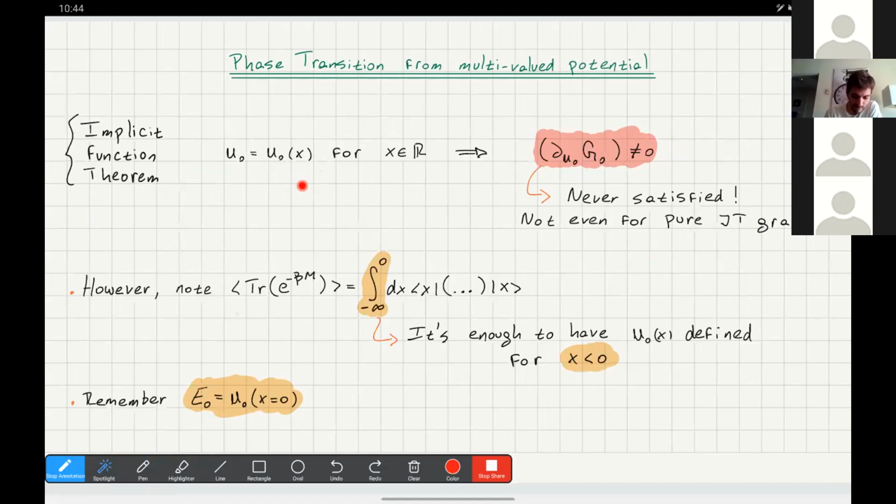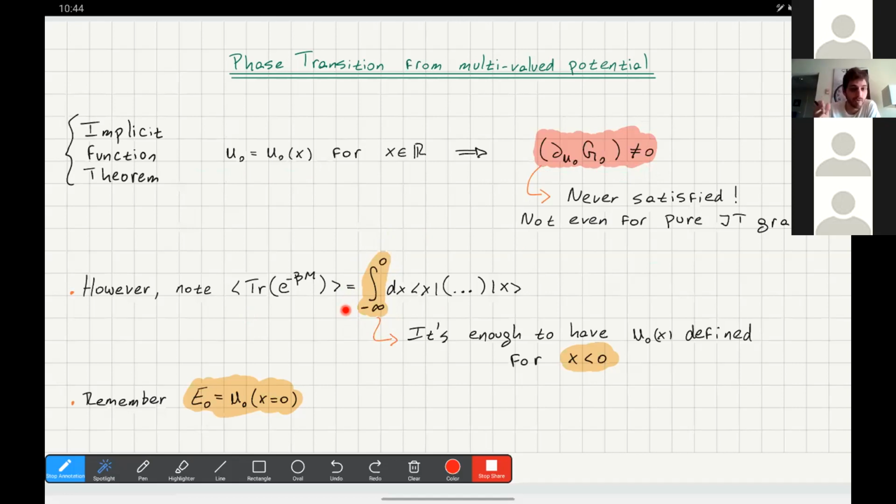But then we go back and note the following. The observable that we're actually interested in, and actually all observables, are determined by an integral not over the whole real line, but over half of it. This is to say for x negative. This means that maybe, just maybe, we are able to define this function u of x from the algebraic constraint coming from the string equation in the half real line, the negative x line. If we are able to do so, then we can compute this thing and match with the gravitational result.